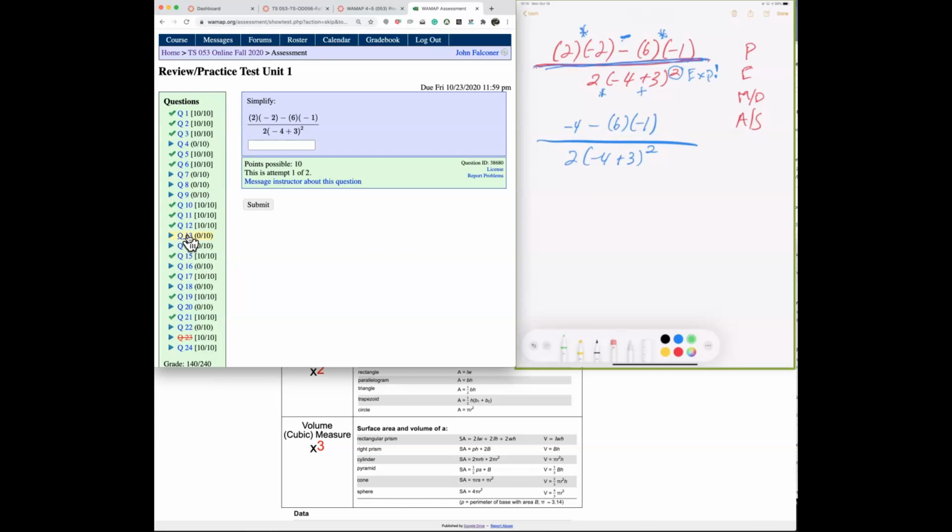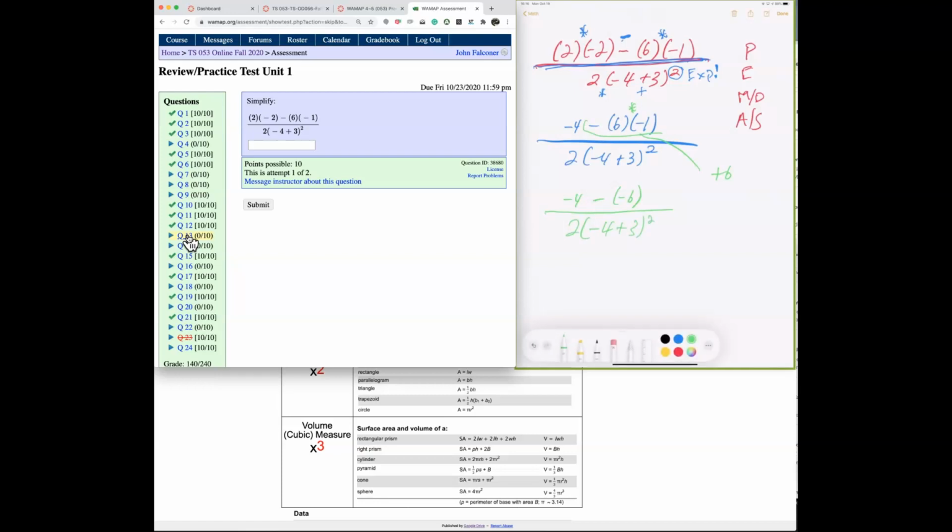We have -4 minus 6 times -1. So we have just two operations here, subtraction and multiplication. So we have to do this one first. So we have -4 minus, and 6 times -1 is -6. So remember, you're going to have this repeating negative sign. An alternative way to do this is to think of this as a -6 times a -1, in which case you would get a +6. But we're going to do that in the next step here. We're going to put this over 2 times -4 plus 3 squared.